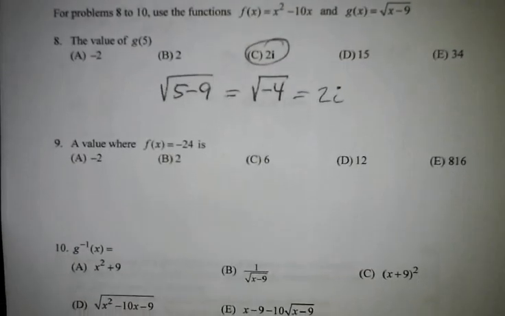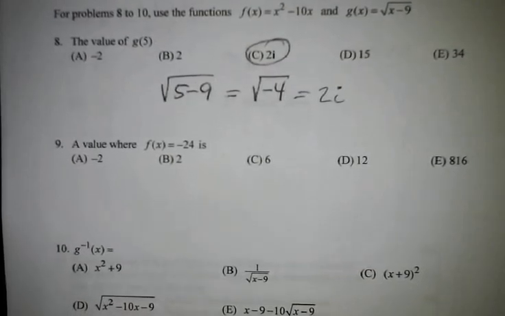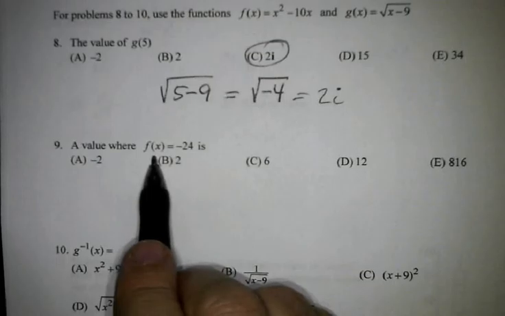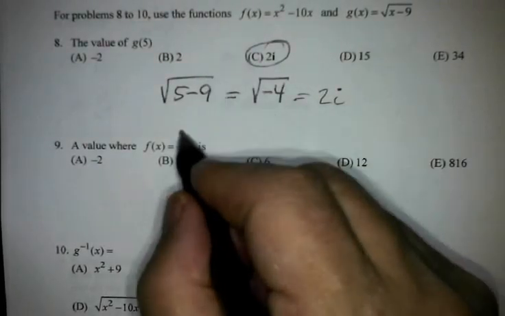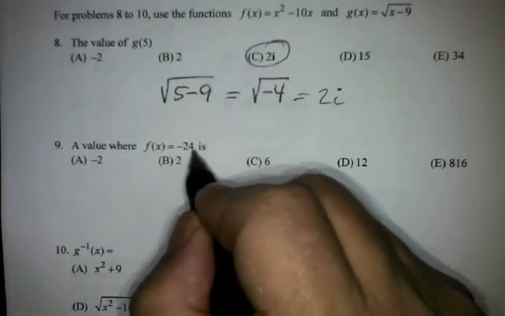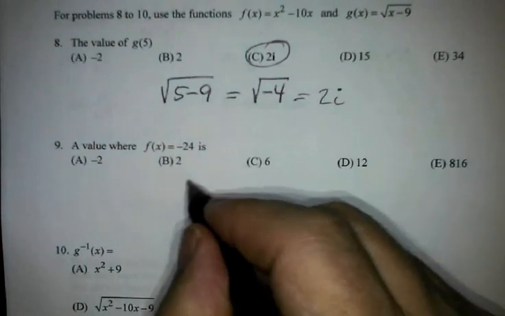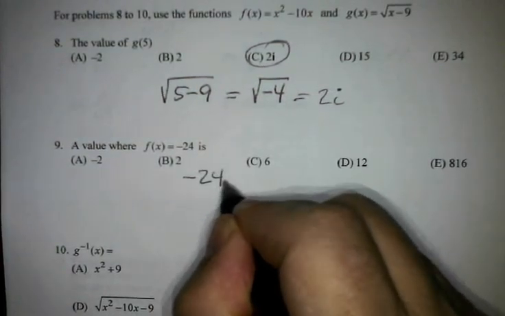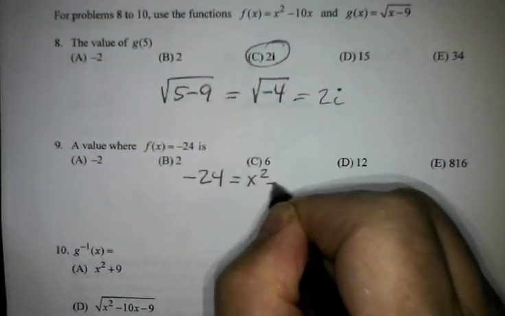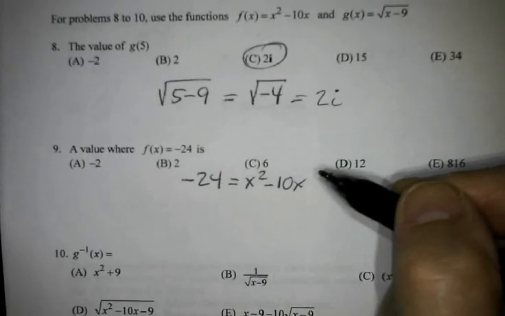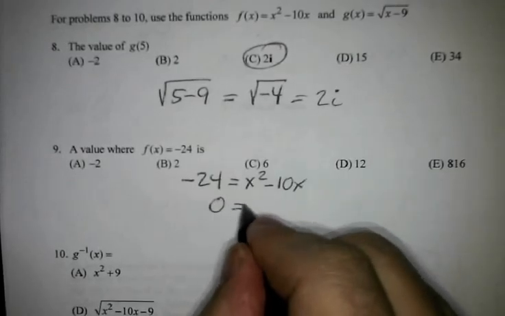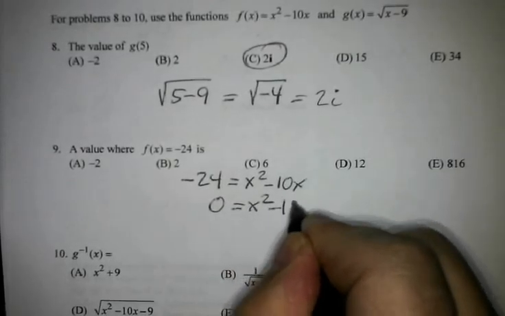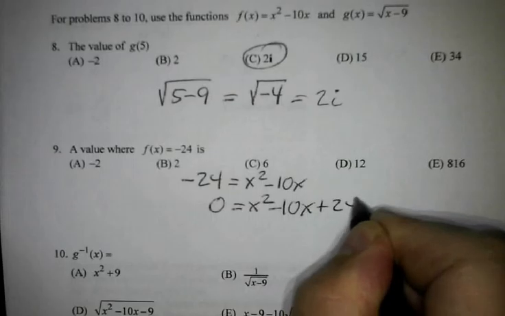Okay, for 9, it says a value where f of x equals negative 24. Well, that means I'm solving. See how it says f of x equals negative 24? Well, I'm going to replace f of x up here with negative 24. So negative 24 equals x squared minus 10x. I want to solve this, so it's 0 equals x squared minus 10x plus 24.